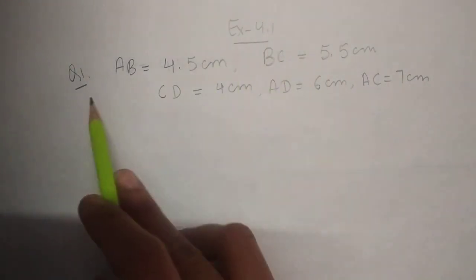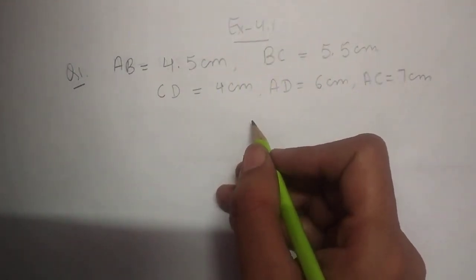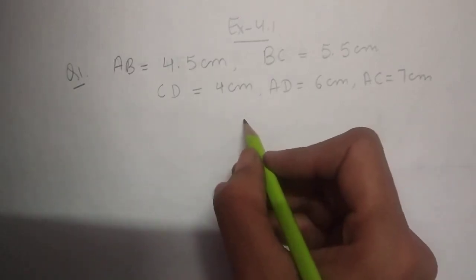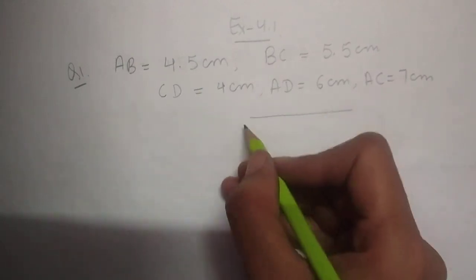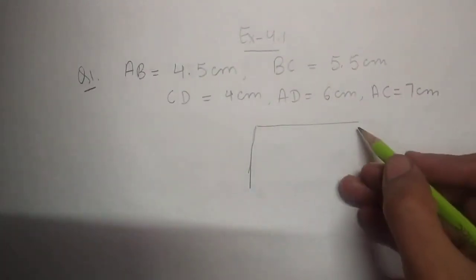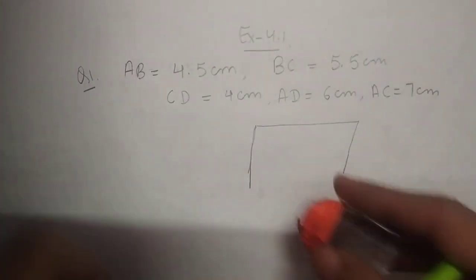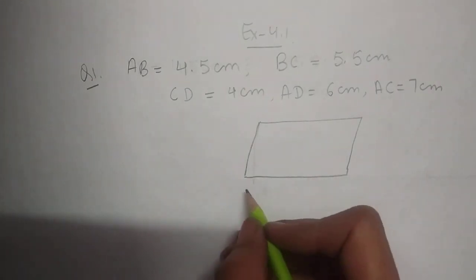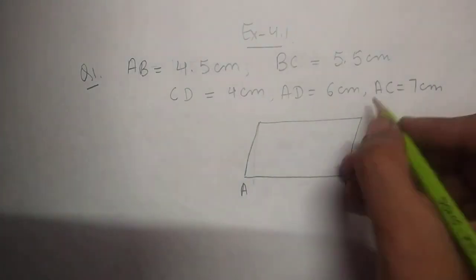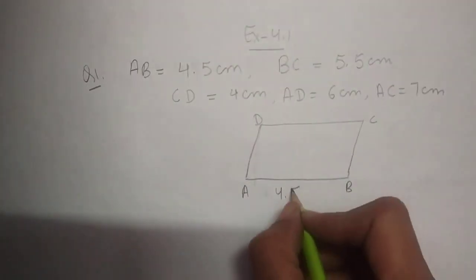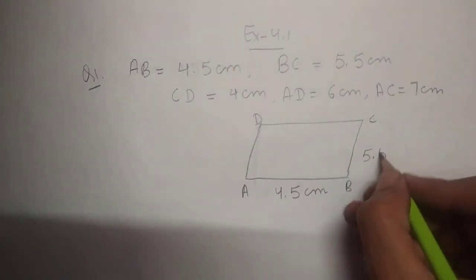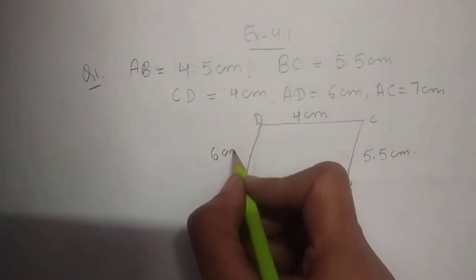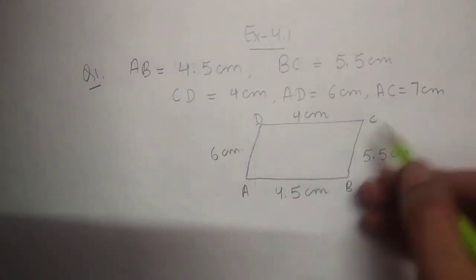So this is exercise 4.1, question number 1. These are the dimensions. Firstly, as I told you, you are supposed to make the rough sketch of a quadrilateral. As I told you, that quadrilateral is basically a four-sided closed figure. Now you can draw the rough sketch like this. I am making a rough sketch. With the free hand, you are supposed to make the rough sketch. Like this, you can make a quadrilateral. I am giving the name like this: A, B, C and D. AB is given to us as 4.5 centimeters. BC is given to us as 5.5 centimeters. CD is given to us as 4 centimeters. AD is given to us as 6 centimeters. And AC, that is the diagonal, is given to us as 7 centimeters.